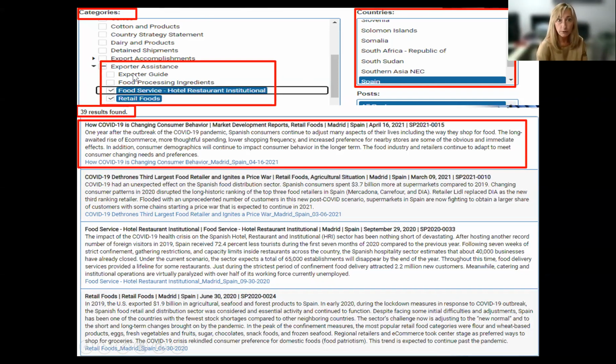You have to find exporter assistance. You click on the triangle, and then you have to go to food, if you want to find information regarding the food service and the retail foods.